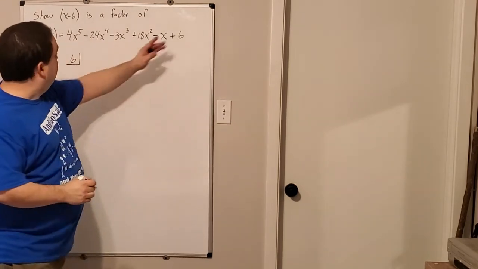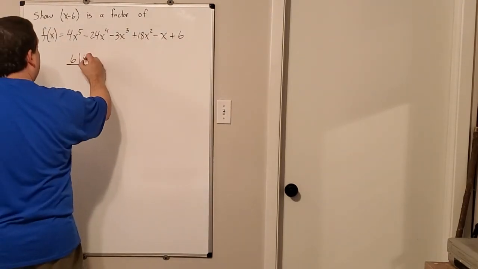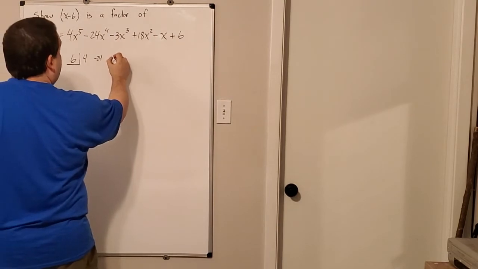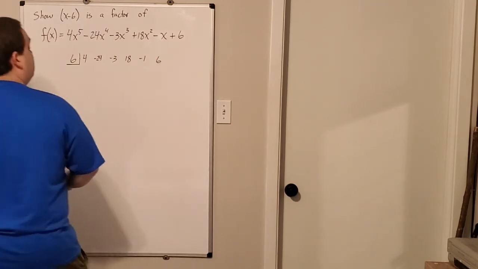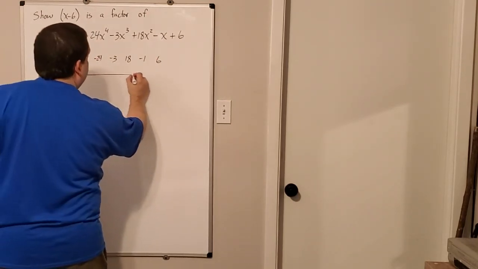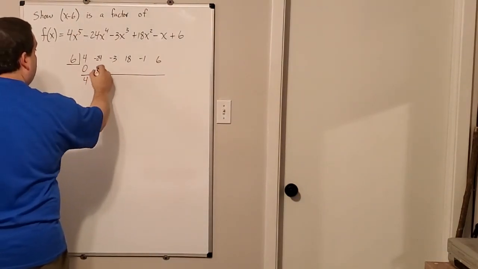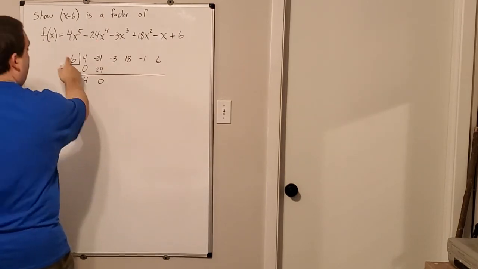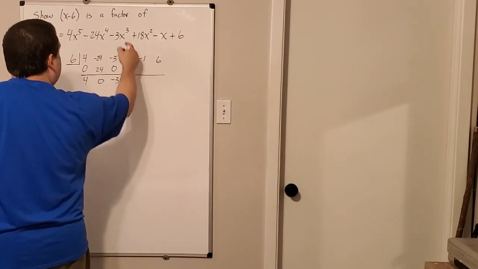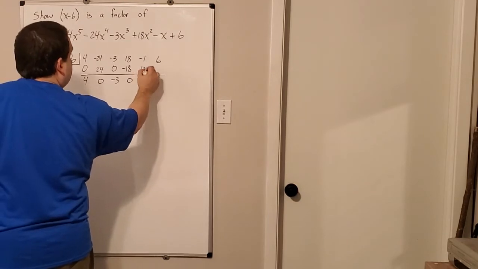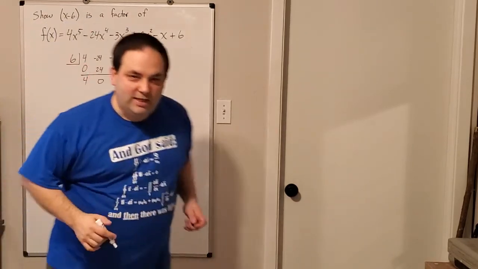And then my coefficients, let's count them. 5, 4, 3, 2, 1, none. I'm not missing any. So here we go. 4, negative 24, negative 3, 18, negative 1, and 6. Draw my 0, draw my line. Synthetically divide. I'm going to add, multiply, add, multiply, add, multiply, that's negative 18, add, multiply, we get a 0, negative 1, 6 times negative 1 is negative 6, adds to get 0, boom, that's what we were looking for.